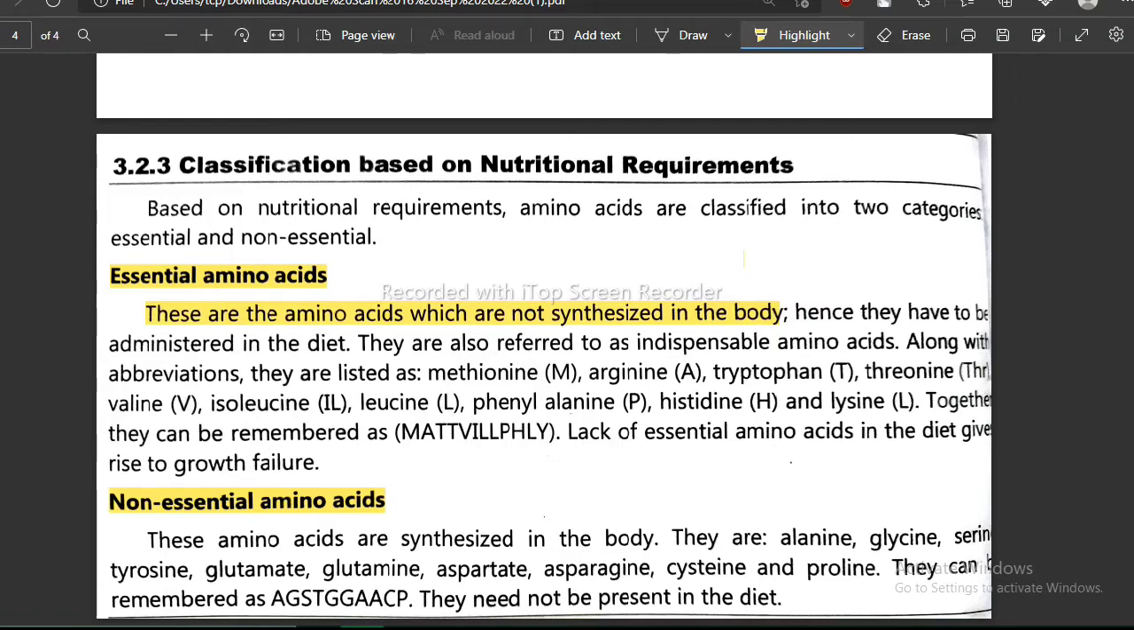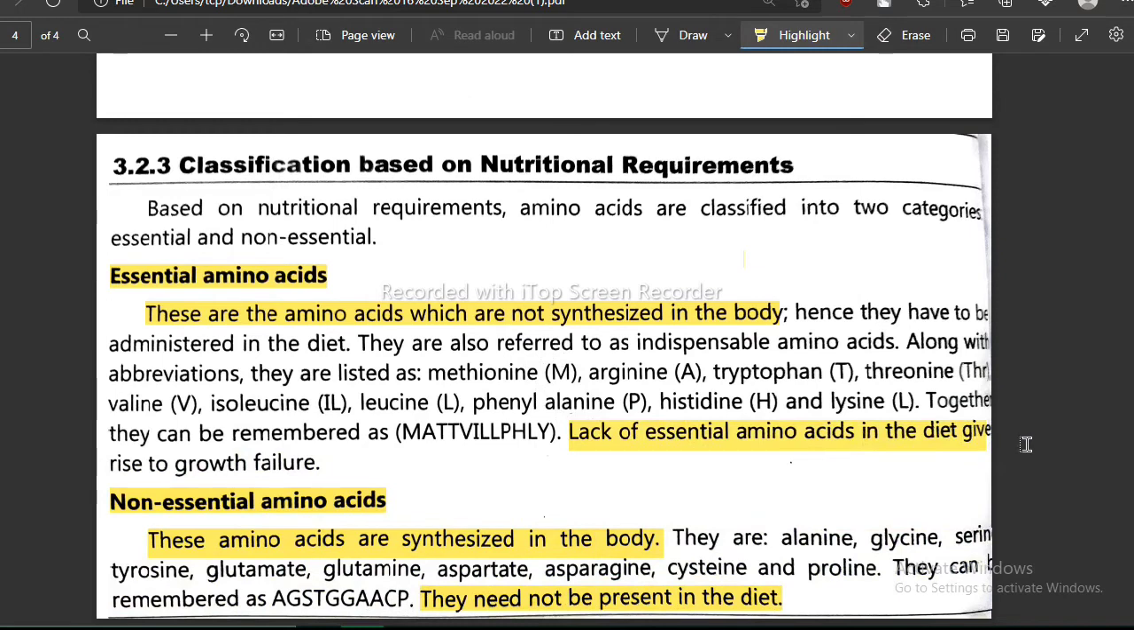Next we have non-essential amino acids. As you can see, these are synthesized in the body. They are not required in the diet. ठीक है.